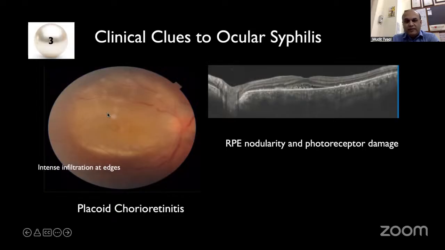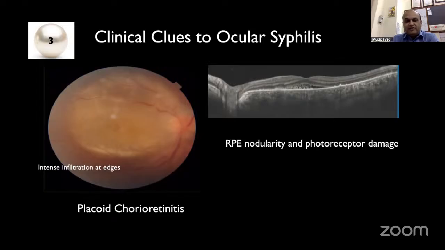So if you see a patient with a placoid chorioretinitis, a placoid lesion in the posterior pole with intense infiltration at the edges. So look over here. You see a lesion which is a chorioretinitis, but look at the edges. You see intense infiltration at the edges. You do an OCT, you see an RPE nodularity and some photoreceptor damage. Put both of these two together, you are probably dealing with a case of ocular syphilis.